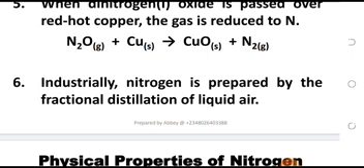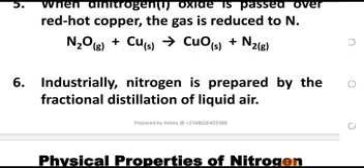It is obtained in the industry, that is on a large scale, by fractional distillation of liquid air. A sample of air will be compressed under high pressure into a liquid form. Then fractional distillation will be carried out on it at different boiling points of the different constituents of the liquid air. Each component, at its respective boiling point, will distill out of the mixture.